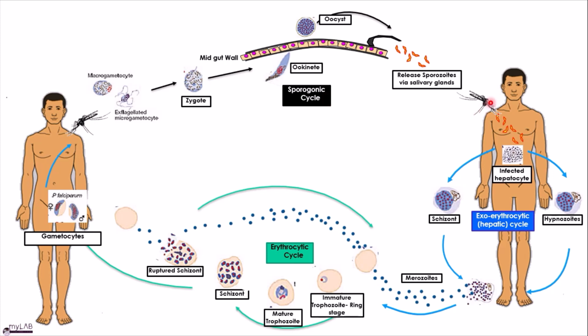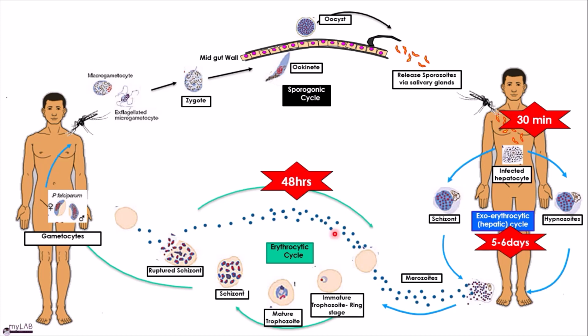Now, this cycle that happens within the mosquito is referred to as the sporogonic cycle. The time between the blood meal and infection of hepatocytes takes about 30 minutes, and the exoerythrocytic hepatic cycle takes 5 to 6 days, and the erythrocytic cycle will usually take 48 hours, whereas the sporogonic cycle takes between 8 to 15 days.